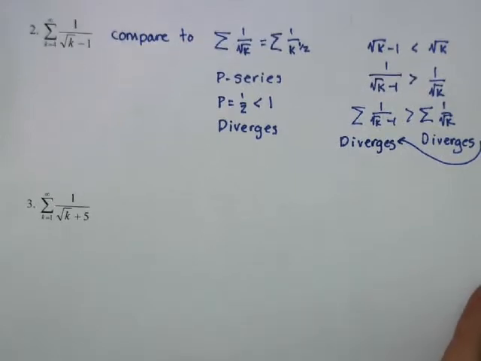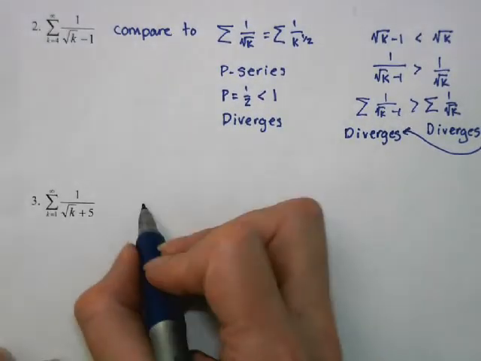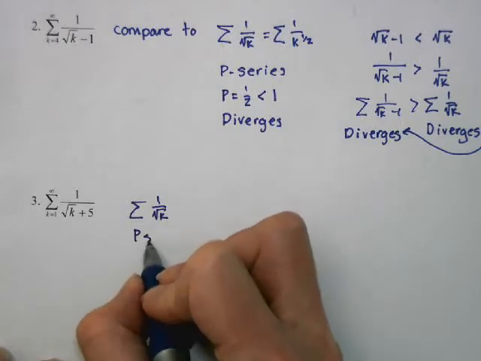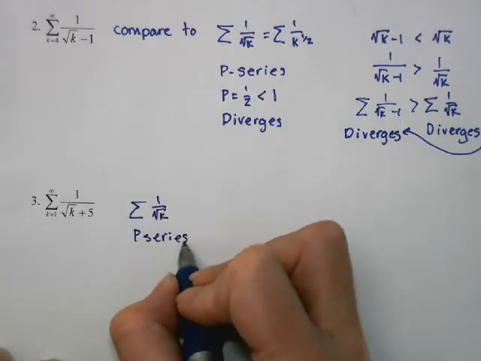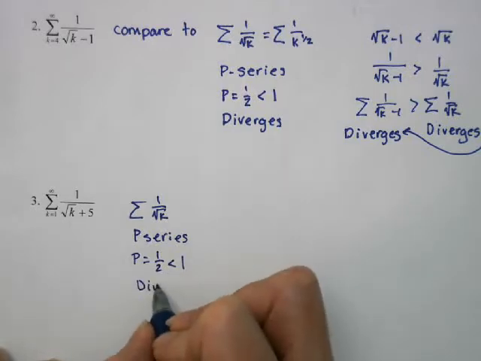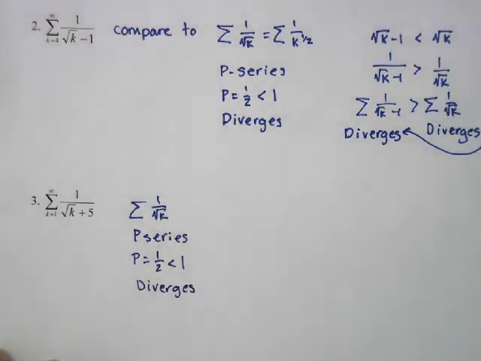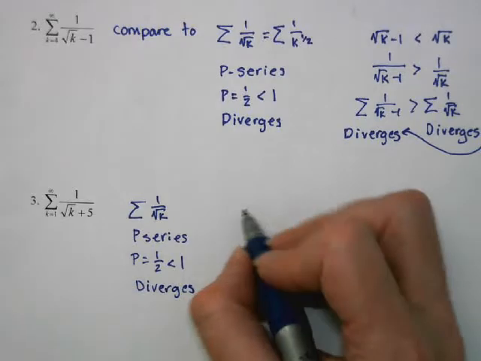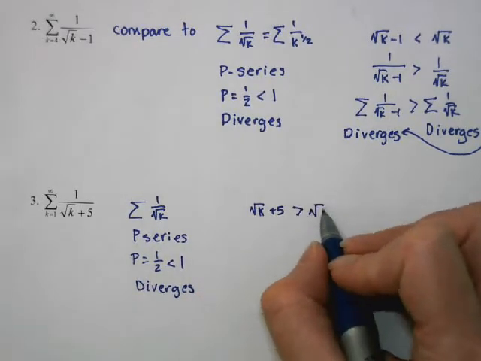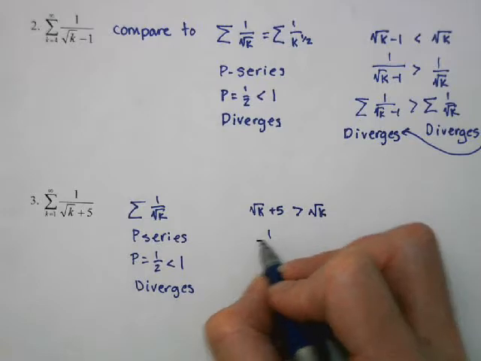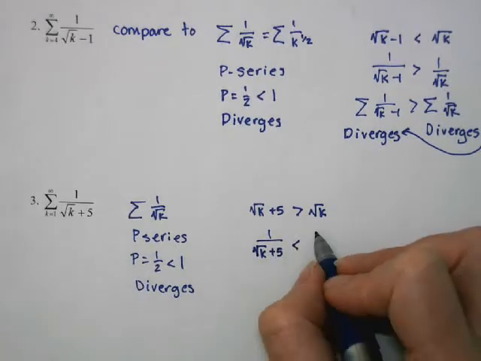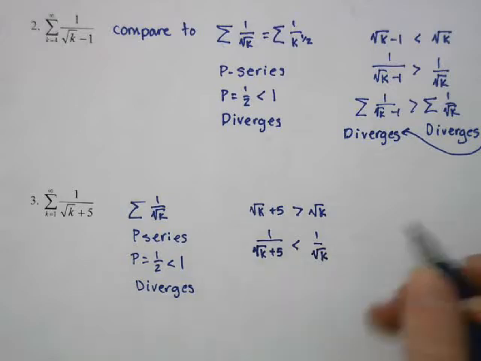Well, let's look at this one. I'm still going to compare to 1/root k, which is a p-series, p equals 1/2, which diverges. The issue is going to be when we build the comparison. I've got the square root of k plus 5 will be bigger than the square root of k, which means 1/root k plus 5 will be less than 1/root k.